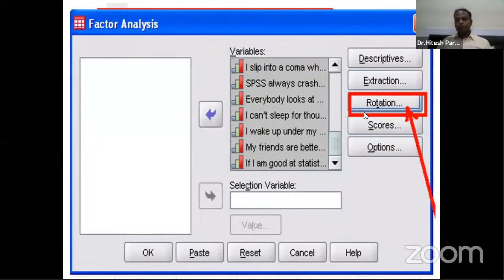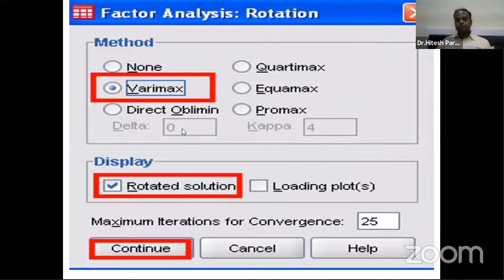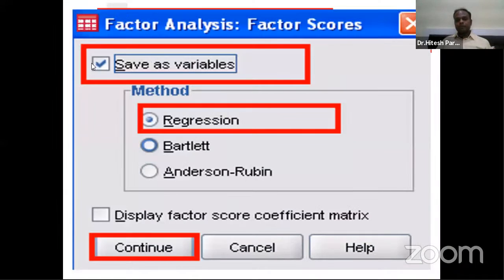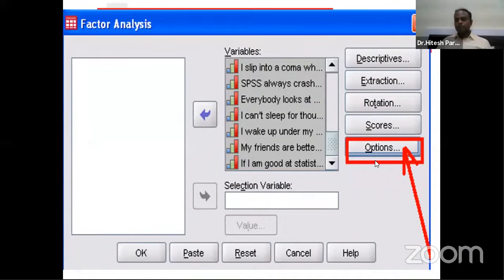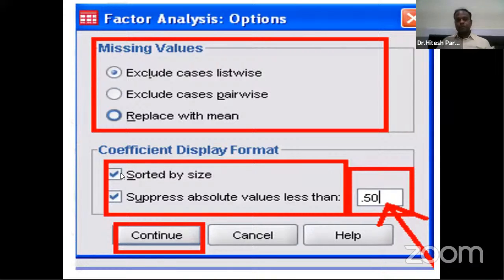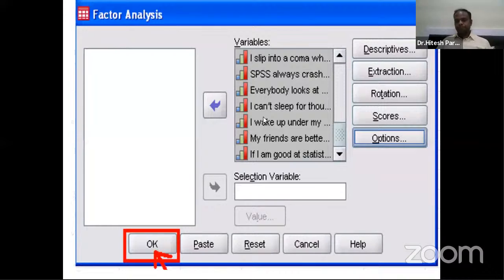Continue. Click on rotation, Varimax rotation, display rotated solution, and continue. Click on scores. Give a tick mark to save as variable. By default the method is regression. Click on continue. Click on options. In options, give a tick mark to sorted by size and suppress absolute values less than 0.5. And continue and OK.